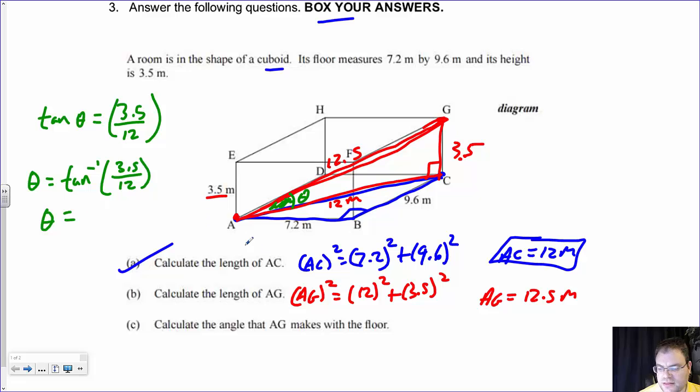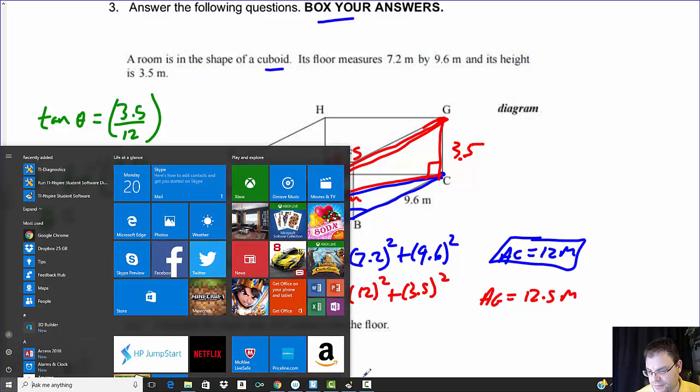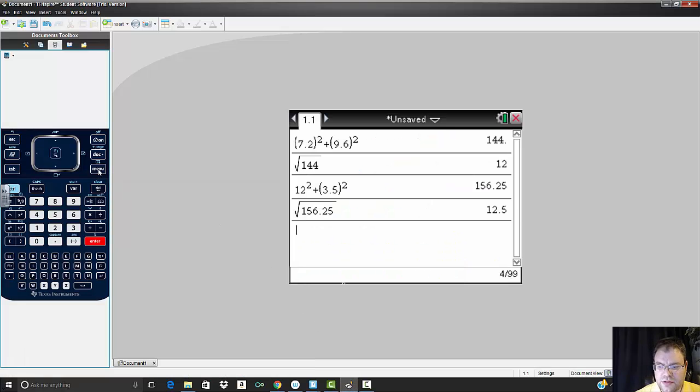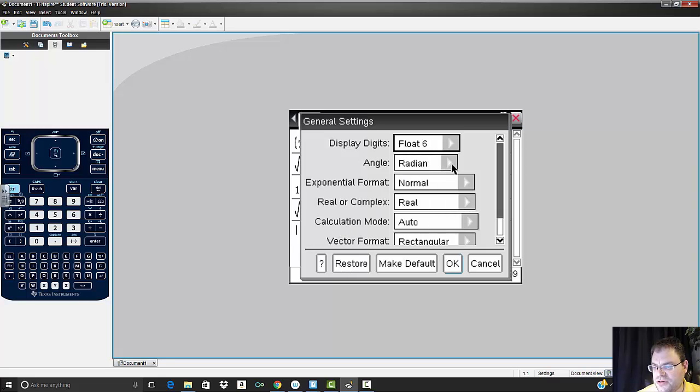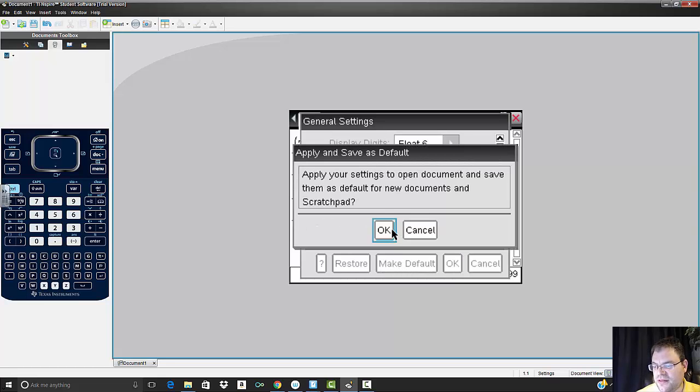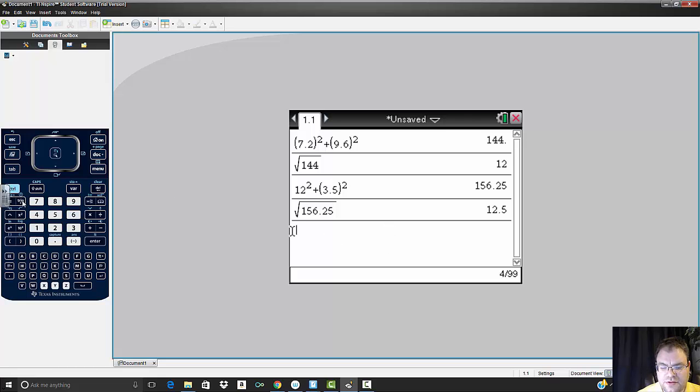So theta is going to be, from the calculator, the first thing I'm going to do here is, before you do anything, go to your settings, go to your settings again, your general settings, and make sure that you're in degree mode. If it's in radian mode, you're going to have a rad time, as I say. So we're going to make this the default, and now I can go ahead and try to do this.